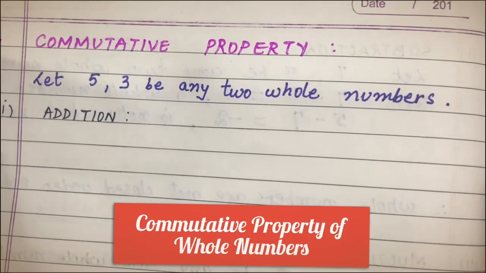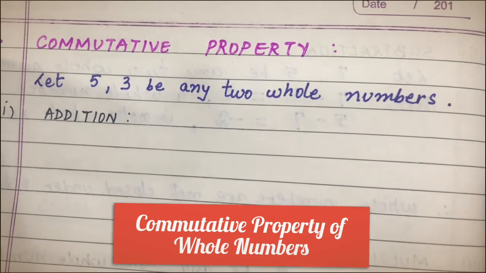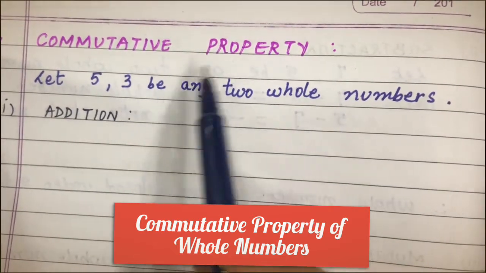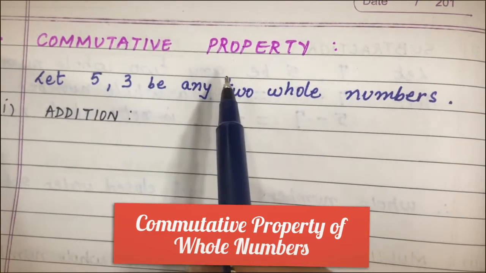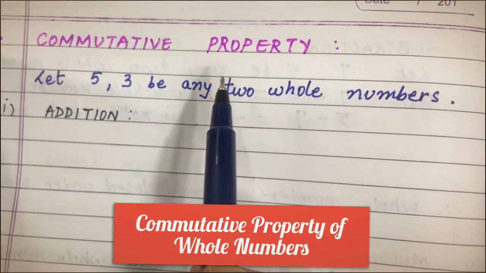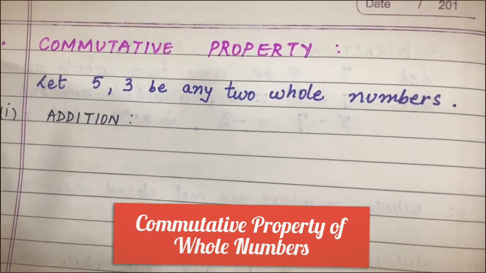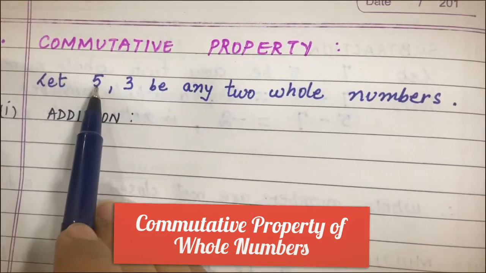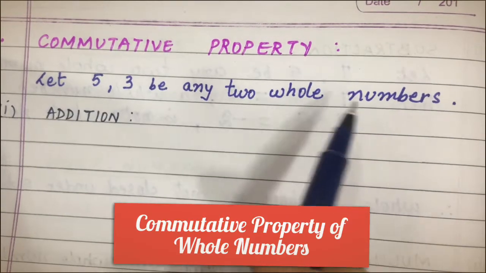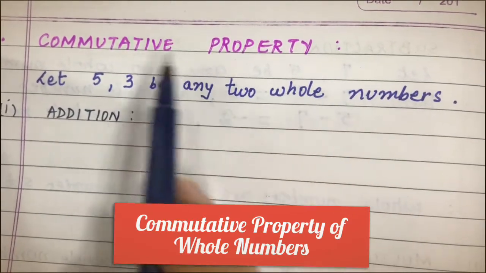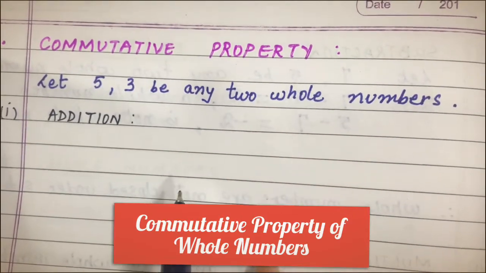Hello everyone. Today we will do commutative property of whole numbers. Since we are on properties of whole numbers, we will be doing commutative property for whole numbers. For this property, we need to assume two whole numbers, any two of your choice. So I am assuming 5 and 3 to be any two whole numbers. Again, we need to apply it for all mathematical operations.